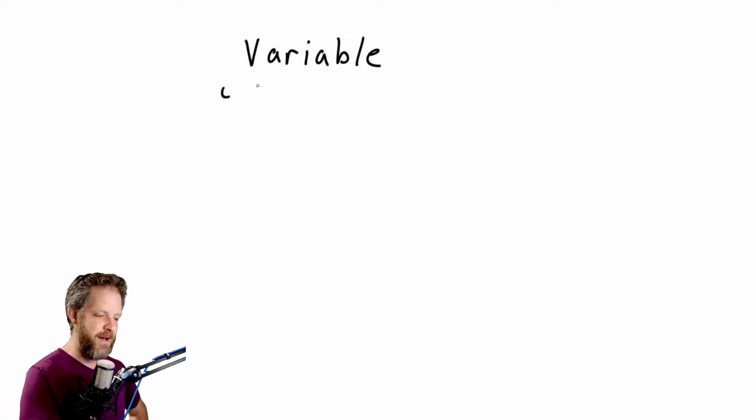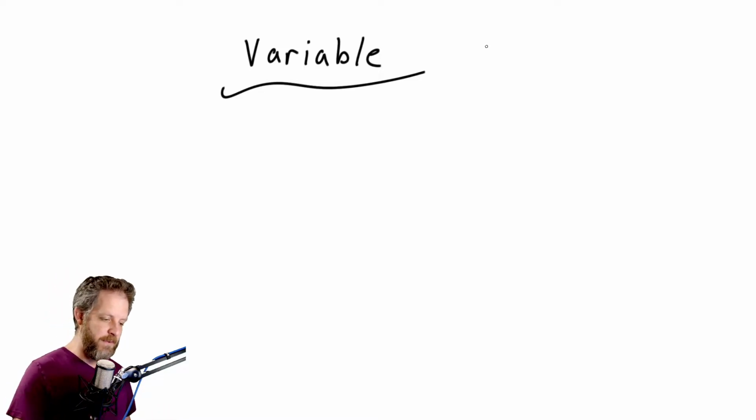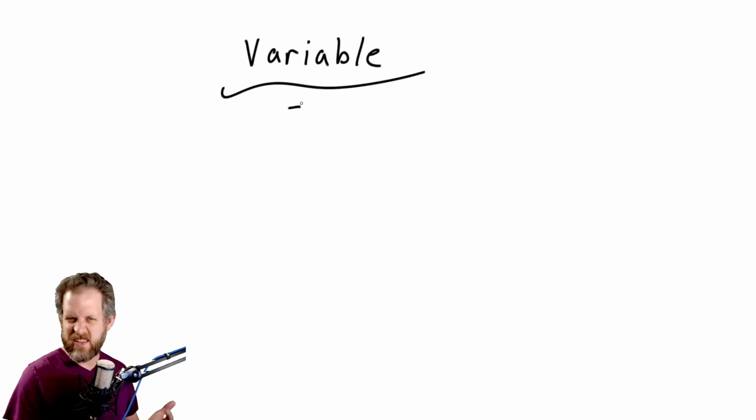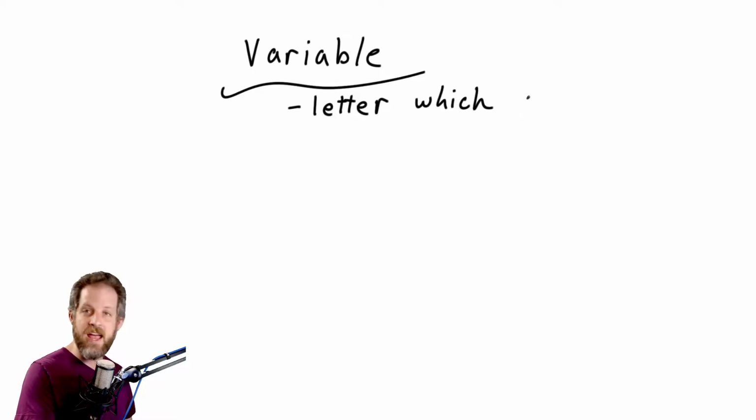Okay. So the first vocabulary word that we're going to talk about is the word variable. I bet you've heard this word, and if you haven't, that's okay. That's why we're talking about it. So what is a variable? A variable, simply put, is a letter that represents a number. We'll go ahead and put that as a definition in our notes. So it's a letter which represents a number.